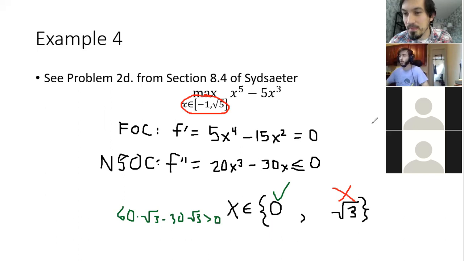I calculated it out and I got like 51.95. Wait a second, it's hard to hear you, Kai. You said you plugged the square root of 3 into here. Is that what you said? Yeah, with my calculator, and I got 51.95. So it would be canceled out. I understand. Great. 51.95 is definitely greater than 0, which means we don't even need to consider it. It's definitely not a maximum because the necessary second order conditions weren't met. So let's not even consider it. The only things we have to consider now are, of course, both endpoints, -1, 0, and square root of 5.